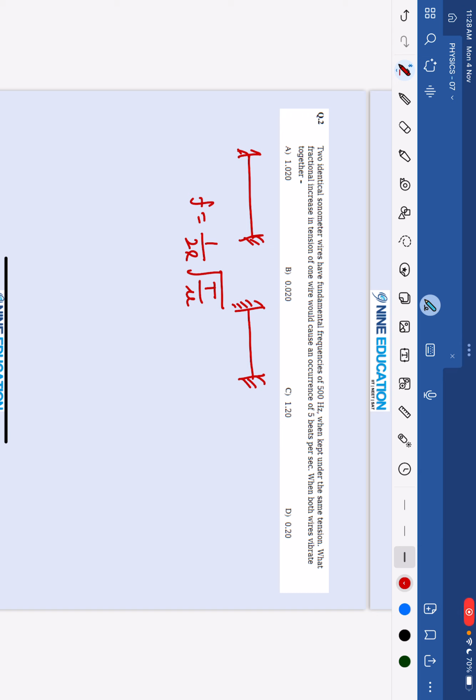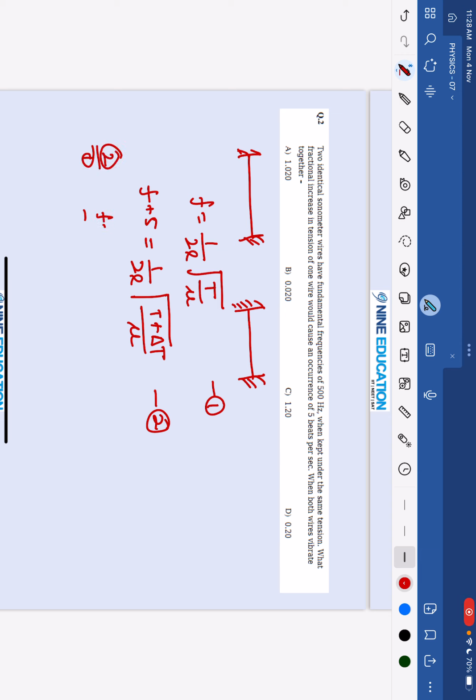Now they are saying if we are increasing the tension a little bit there, so the frequency is increasing and it is producing 5 beats. So what would be the change in frequency? It could be F plus 5. So it would be 1 by 2L root, where the tension is changed a little bit. So I am writing T plus delta T by mu. Now this is my equation number 1. This is my equation number 2. Can I divide equation number 1 by 2? Or let's divide 2 by 1, correct?